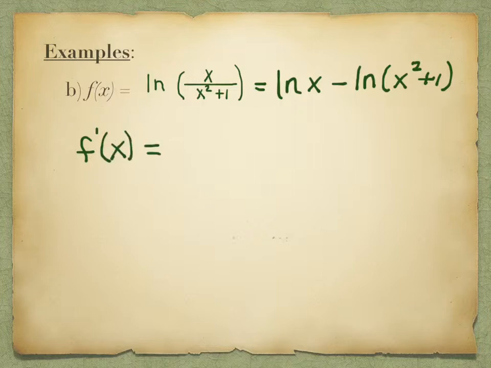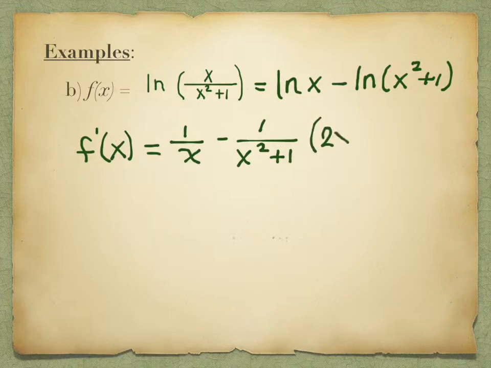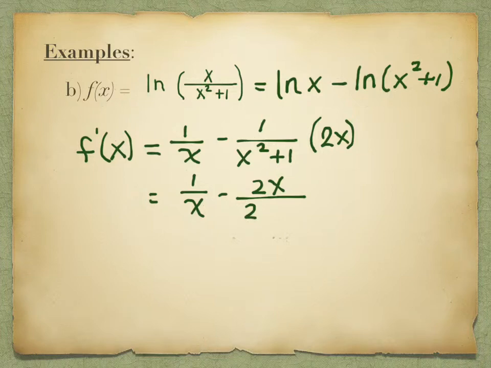So I have natural log of x, and that one is just plain old 1 over x. And then I have to subtract, and I have the natural log, so I've got 1 over the inside rewritten, x squared plus 1. But then I need the derivative of the inside, which would be 2x. Now, I can certainly take one real quick step, and I can rewrite this so that I have the 2x on the top of this x squared plus 1.